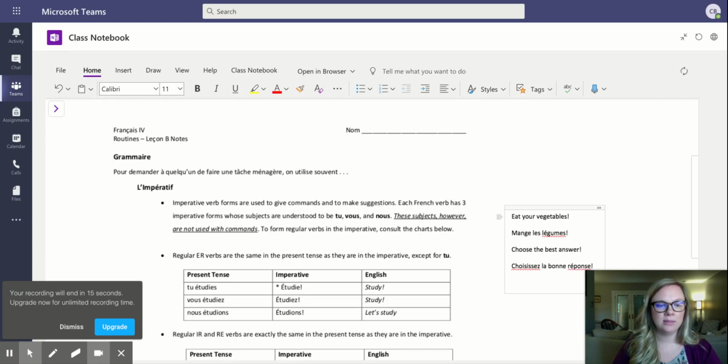Okay, and then lastly, an example here, what if we said, let's do our homework? The verb for to do is faire. When it's a suggestion, we use the nous form. So faisons les devoirs. Voilà.